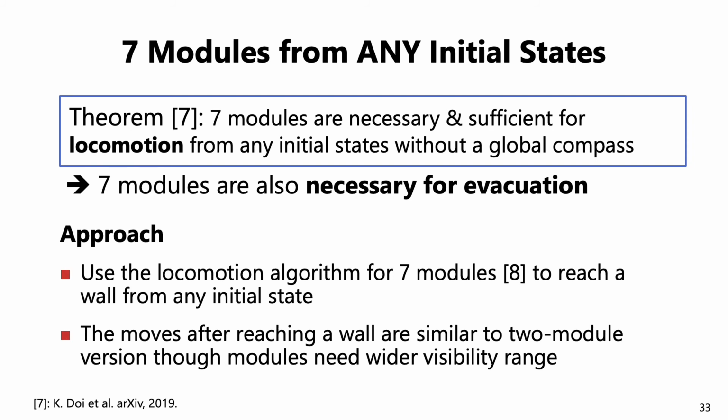This is the approach to solve evacuation with 7 modules without a global compass. We use the locomotion algorithm for 7 modules for the part of reaching a wall, and the moves after reaching a wall are similar to the previous version, although modules need a wider visibility range.